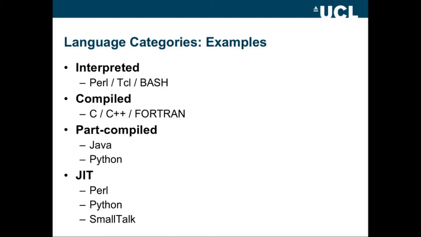Compiled languages include things like C, C++, Fortran, part compiled things like Java and Python, and just-in-time compilers, well, Perl and Python are just-in-time compilers of different sorts. Python, as I said, will write a partly compiled file for you. Perl, on the other hand, compiles each time it reads in the source code. And Smalltalk is another language which uses a just-in-time compiler.